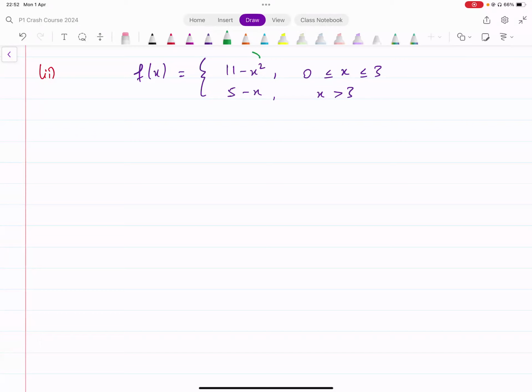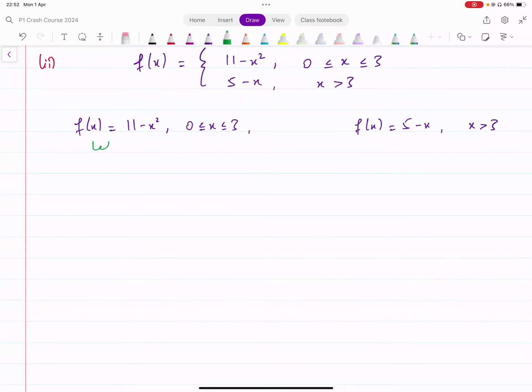So first of all, let's talk about this part. We have one part of the function that can be written like this: f of x equals 11 minus x squared. This is valid for x between 0 and 3. We consider this part separately. And the second part separately, 5 minus x, this is valid for x greater than 3.